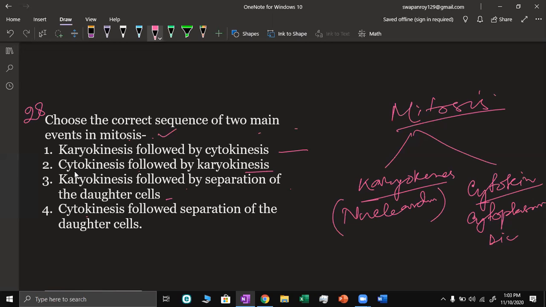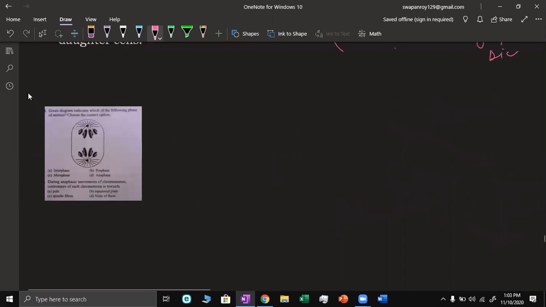So not cytokinesis followed by karyokinesis. Cytokinesis takes place later on. In options 1 and 2, you have to be very careful which one is coming first and which one is coming later on. Both cytokinesis and karyokinesis are there, but first the karyokinesis takes place and then cytokinesis. So option 1 will be the correct sequence. This is karyokinesis followed by cytokinesis.